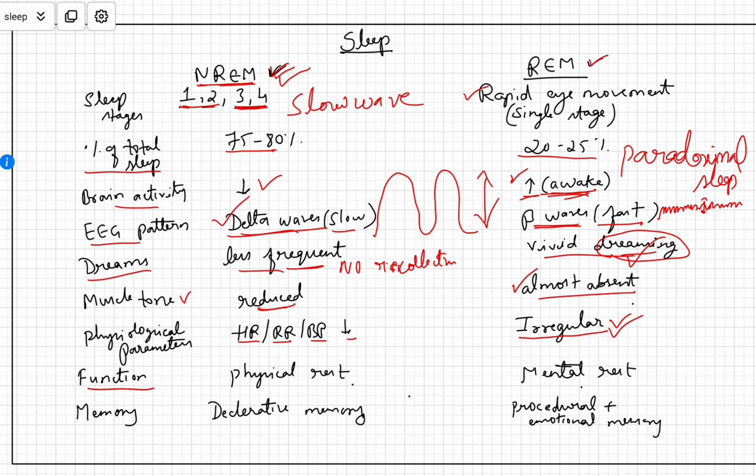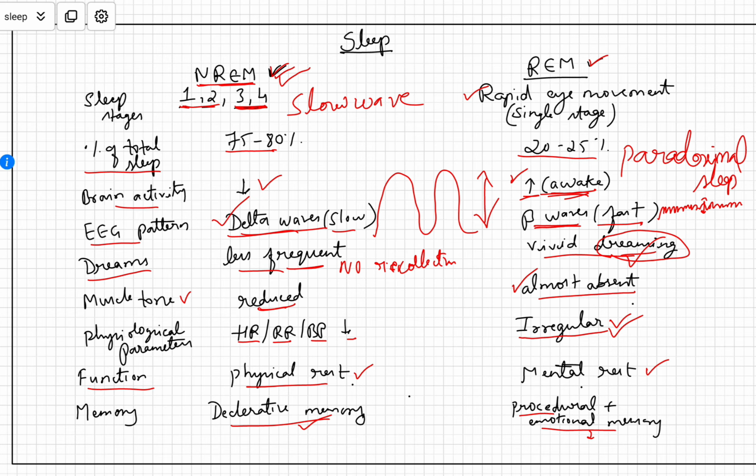Why do we need NREM sleep? It provides mainly the physical rest and it is concerned with declarative memory. And the REM phase provides the mental rest. That calm effect when you wake up the next morning is because of the REM phase, and it is mainly concerned with procedural or emotional memory. The consolidation of that happens during the REM stage, and the consolidation of declarative memory mainly happens during NREM sleep. Hope you have understood the difference between NREM and REM sleep.